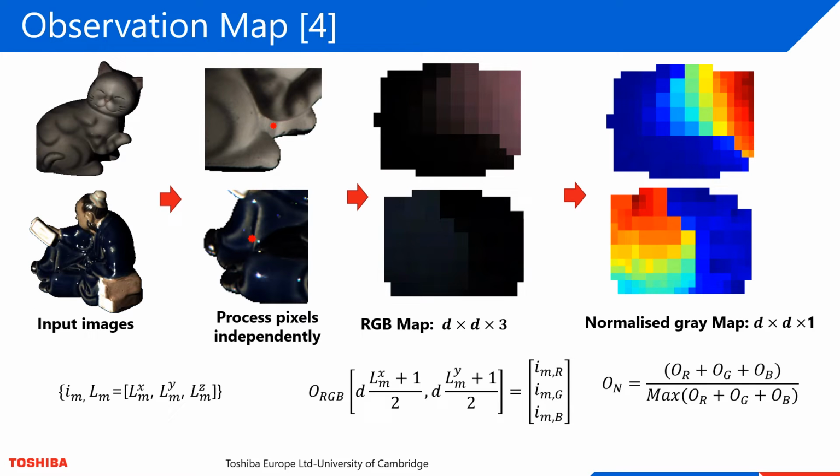The first step is the image to observation map conversion. Following Ikehata's work, for each pixel, all the different observations are mapped to a 32 by 32 image with the mapping coordinates being the respective light direction. The original work was using normalized gray values, however, we saw that including the raw RGB map as additional channels improves the performance. I will now elaborate on the training data generation, which is our main contribution.